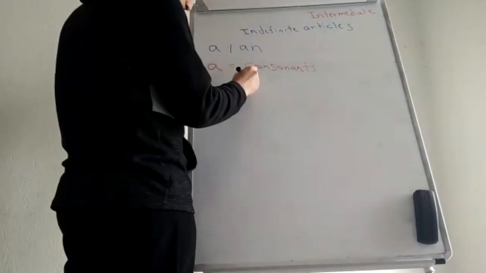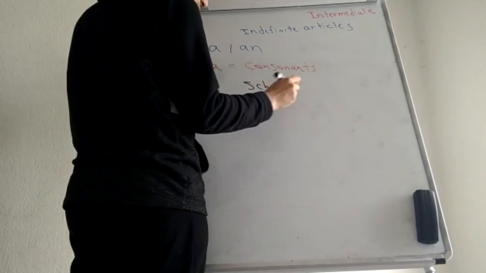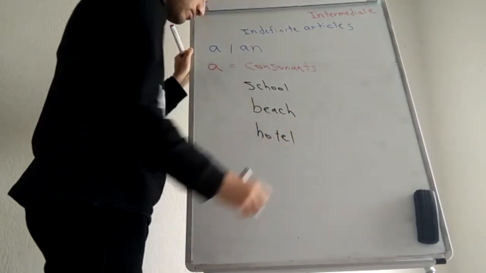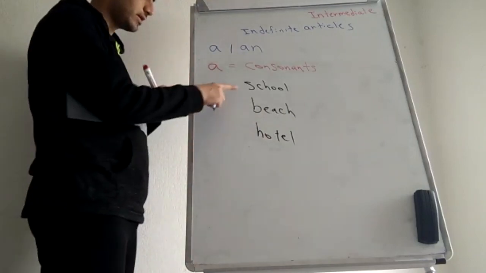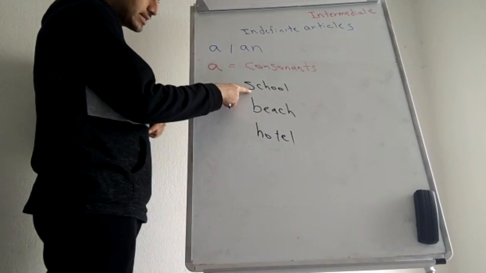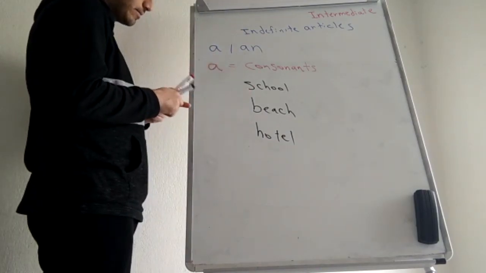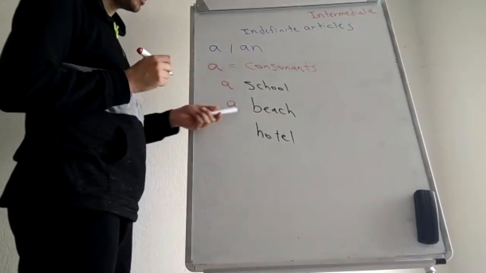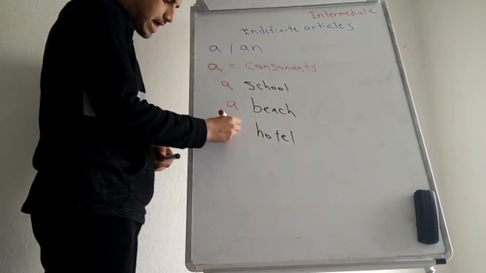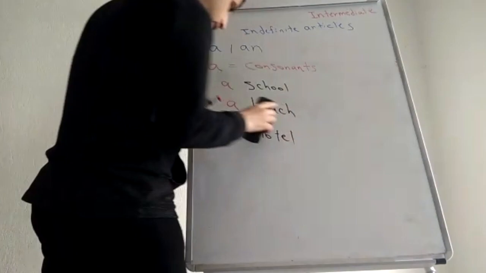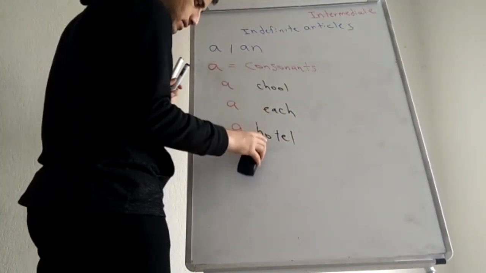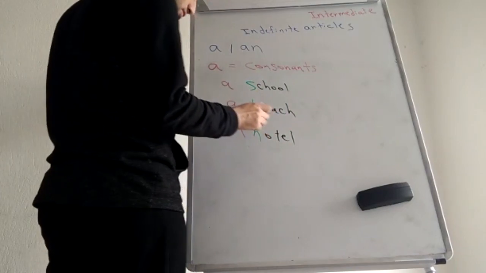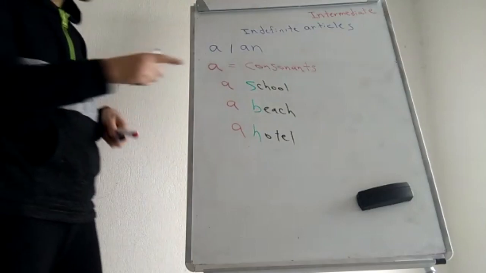For example, school, peach, hotel, etc. So you see here, school, S is consonant, so we use a. Peach is consonant, so the same, we use a peach. Hotel is consonant, we use a hotel. So here we have S, P, H. So these letters are consonants. When the first letter is consonant, we use a.